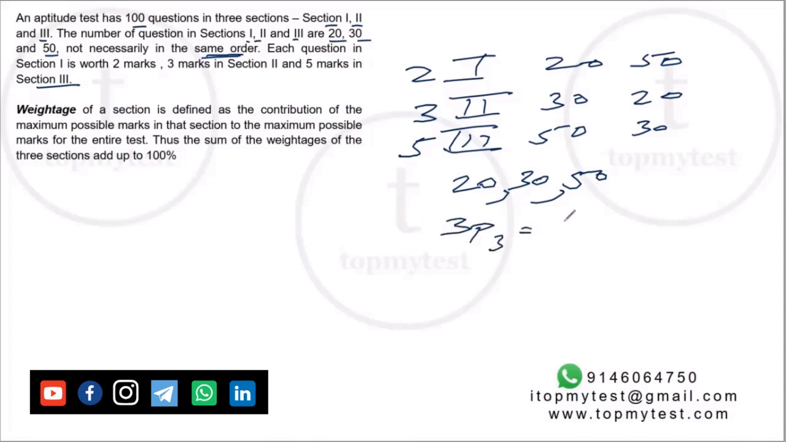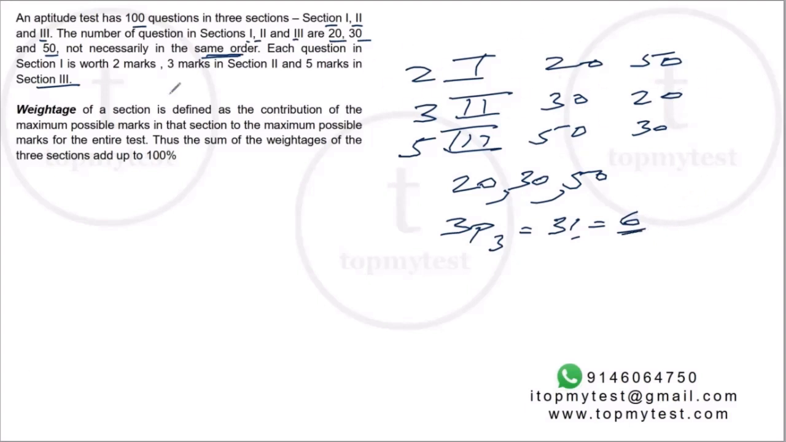3P3, which is the same as 3 factorial, or 6. There are 6 possibilities for how the questions are distributed over here. Now, the set further says the weightage of a section is defined as the contribution of the maximum possible marks in that section to the maximum possible marks for the entire test. Thus, the sum of weightages of the 3 sections add up to 100%. So basically, it's a percentage contribution of the section.